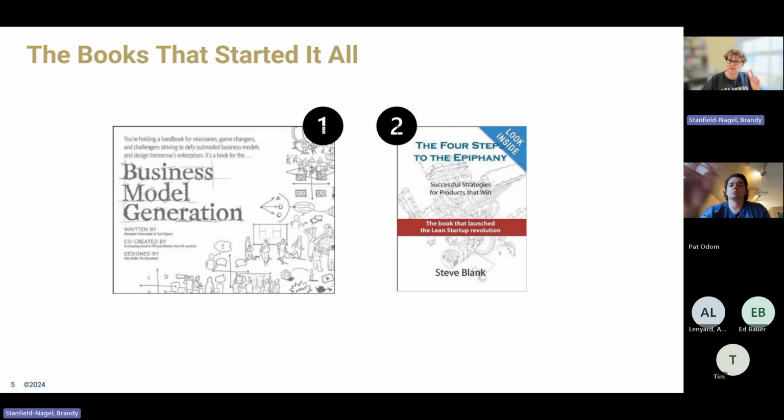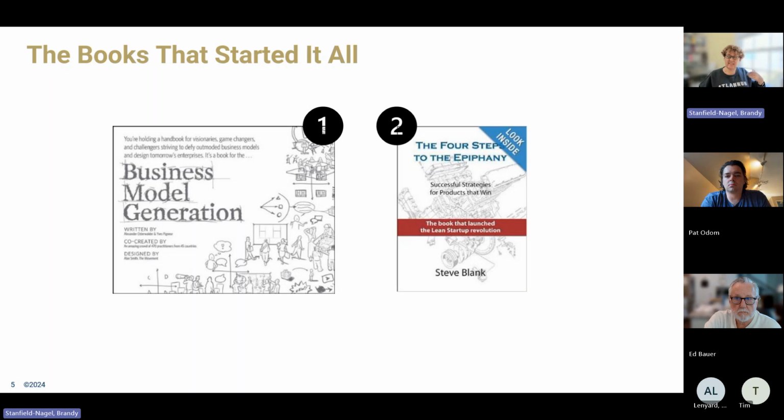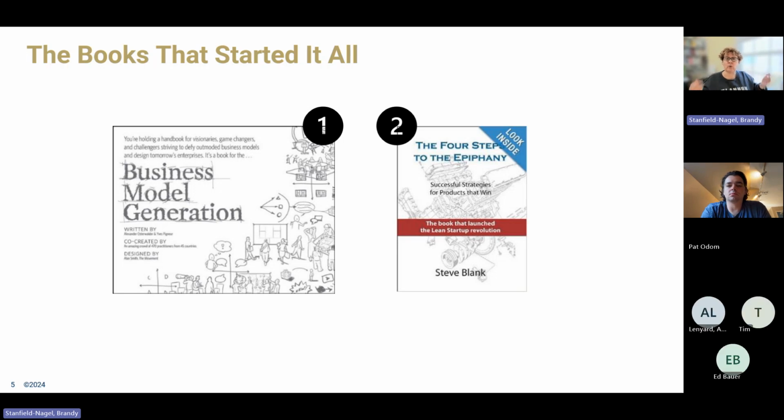Here are the two books that started it. Business Model Generation is the book that explains the business model generation. That's the one I recommend. It is a visually interesting book, which means that lots of different people will be able to read it and learn from it. The 4 Steps to the Epiphany is written more like a textbook, and not everyone loves reading textbooks. So if you're a book-oriented person, if you learn by reading, then start with Business Model Generation.